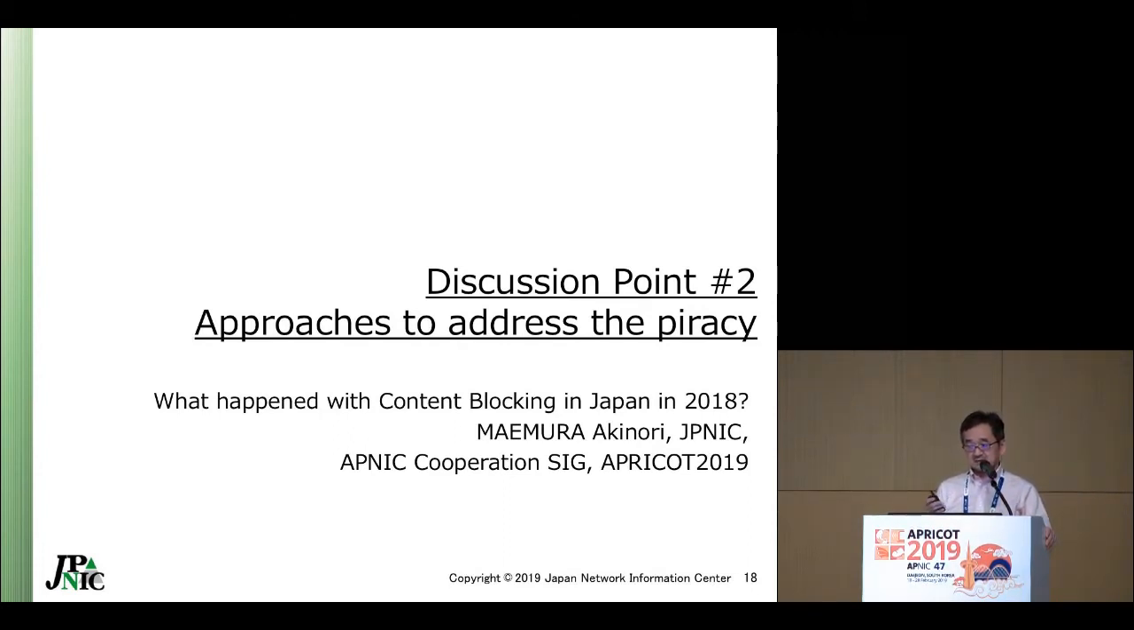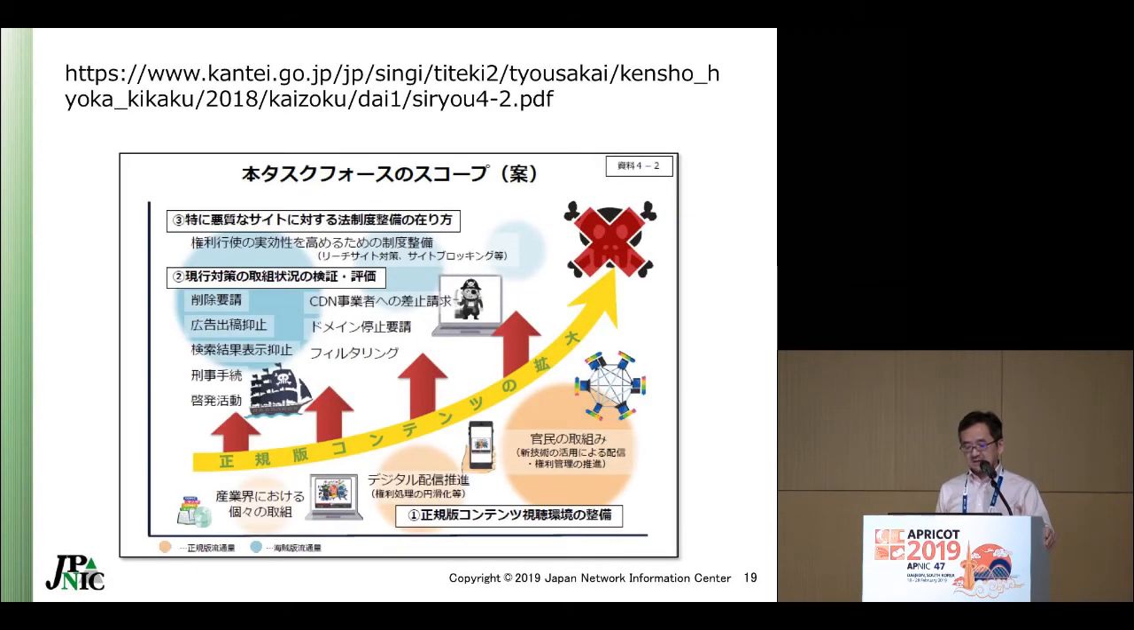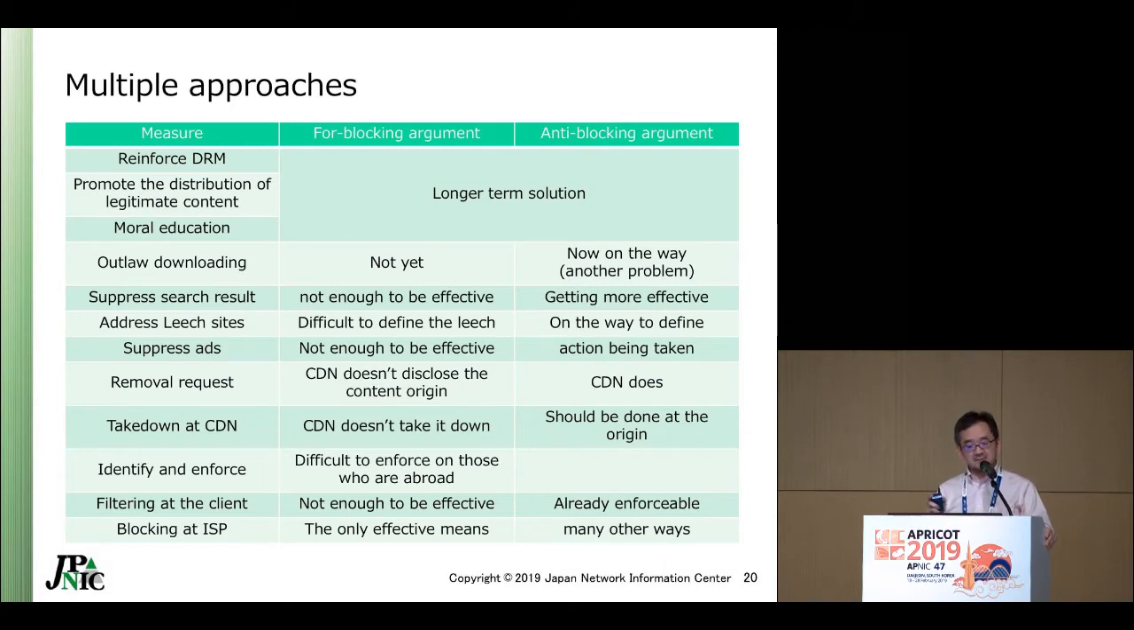Then we had some discussion of the other means. Actually, a lot of means were discussed there. For example, reinforcing the digital rights protection mechanism, promoting the distribution of legitimate content, moral education, outlawing the download of contents, suppressing search results, addressing leech sites, suppressing ads, removal requests, takedown at the CDN, identifying and enforcing against such piracy sites, and then filtering at the client, blocking at the ISP. They are all to address this piracy influence.